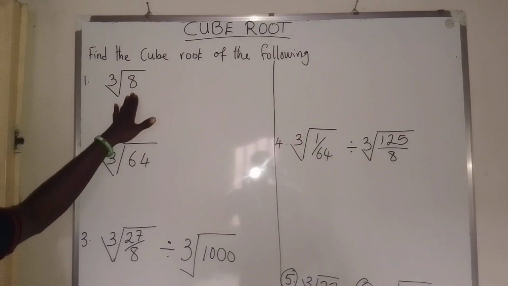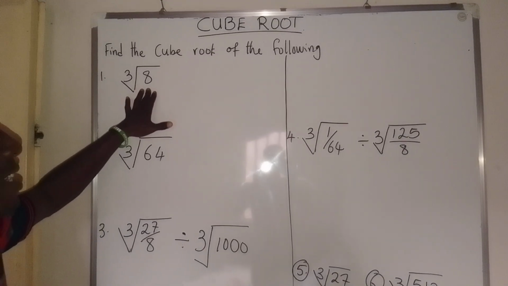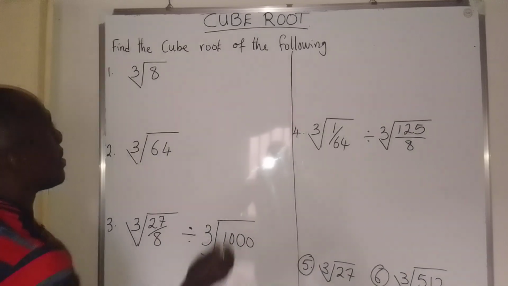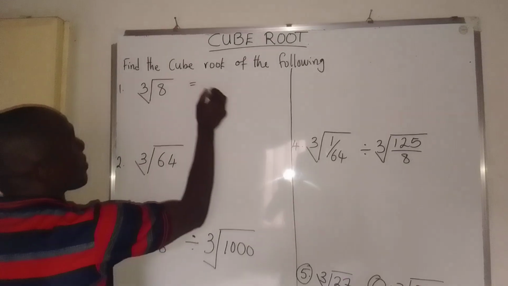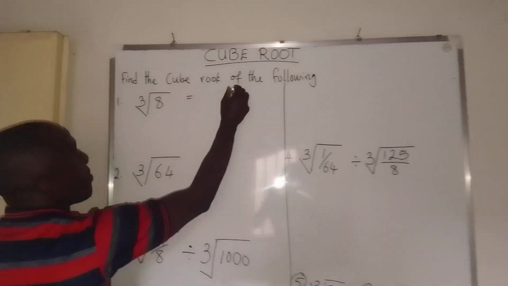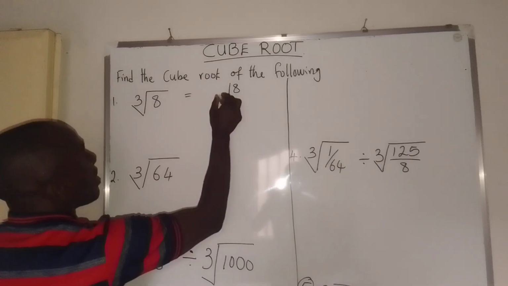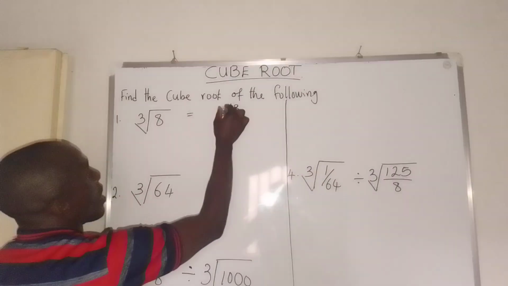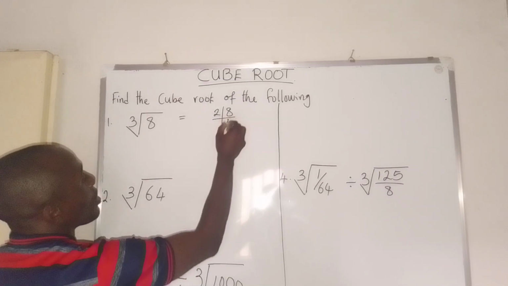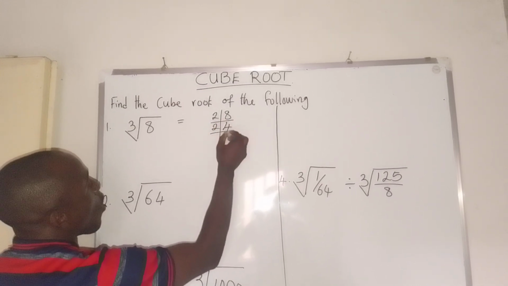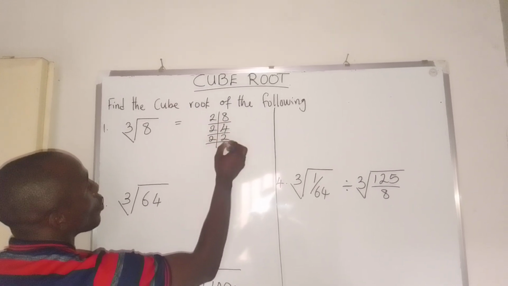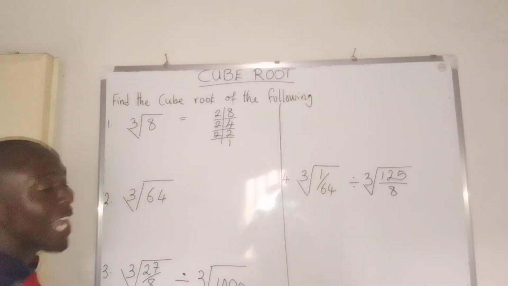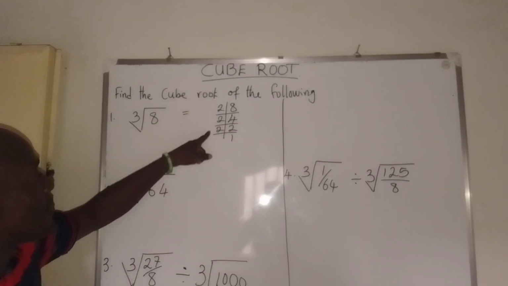So we have the cube root of 8. Now for a child to get the cube root of 8 is very simple. Quickly, the way we know our long division, our factor method of dividing a number, we put 8. 2 can go into 8, which is 4. 2 into 4 is 2. 2 into 2 is 1. Now, these are the numbers we use in dividing.